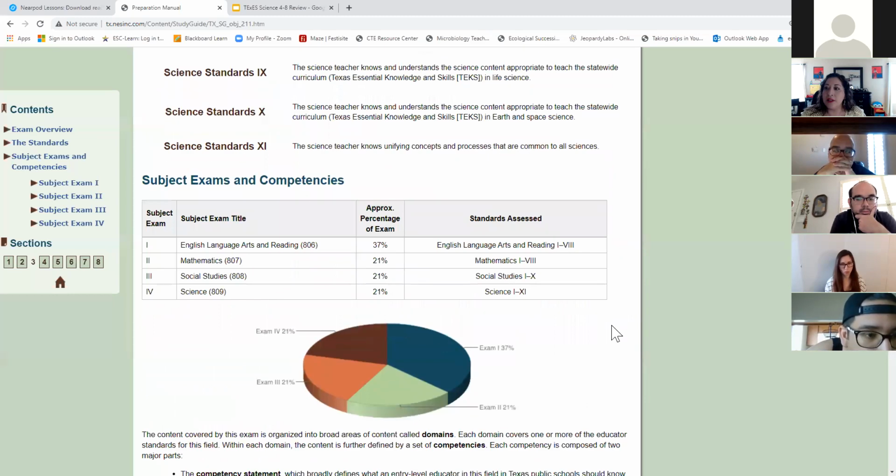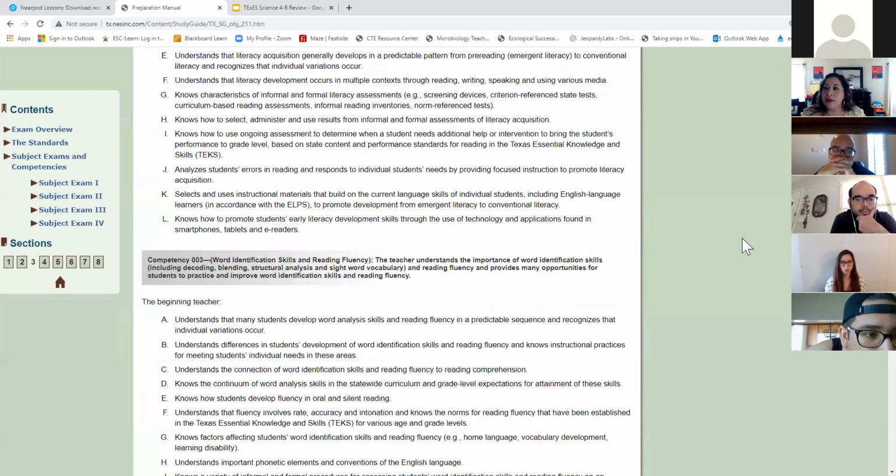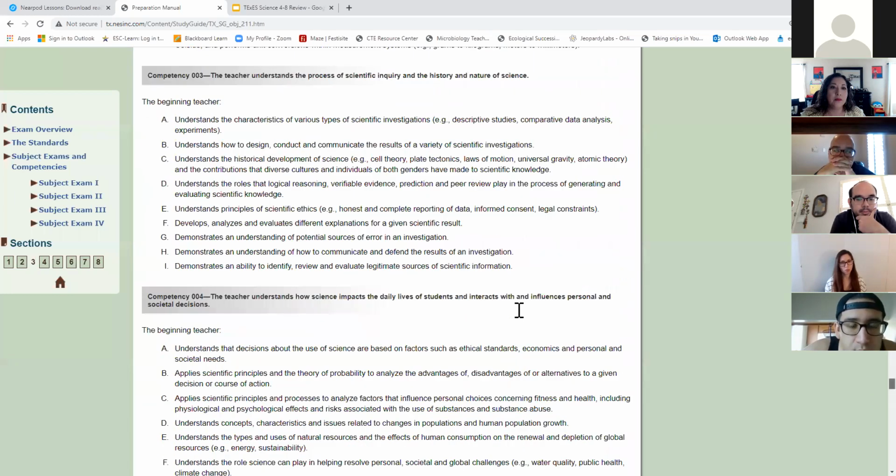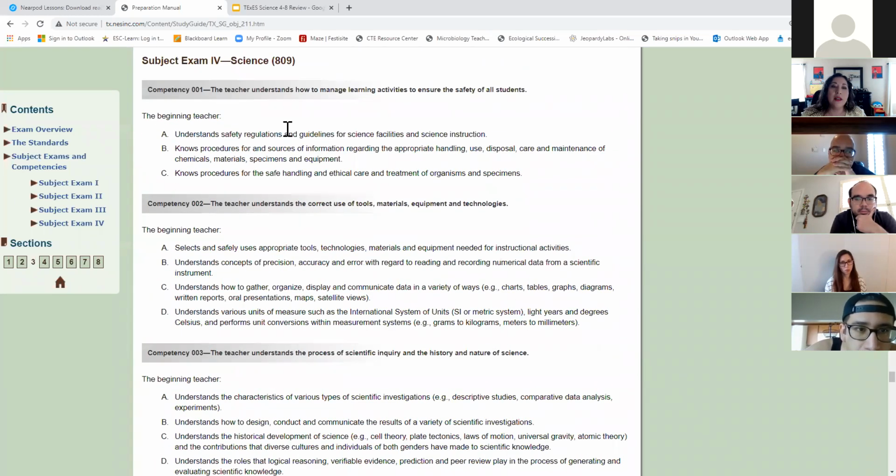I'm going to scroll down to the bottom here so you can see what the competencies look like. Here in the subject exam, it's going to tell you what the competency is, and that's how I organize the review. We're going to go through competencies 1 through 10 today. Then in the next review session, hopefully I'll be able to get through 11 through 24. That's a lot, so we might have to have a third one because there are a lot of competencies.